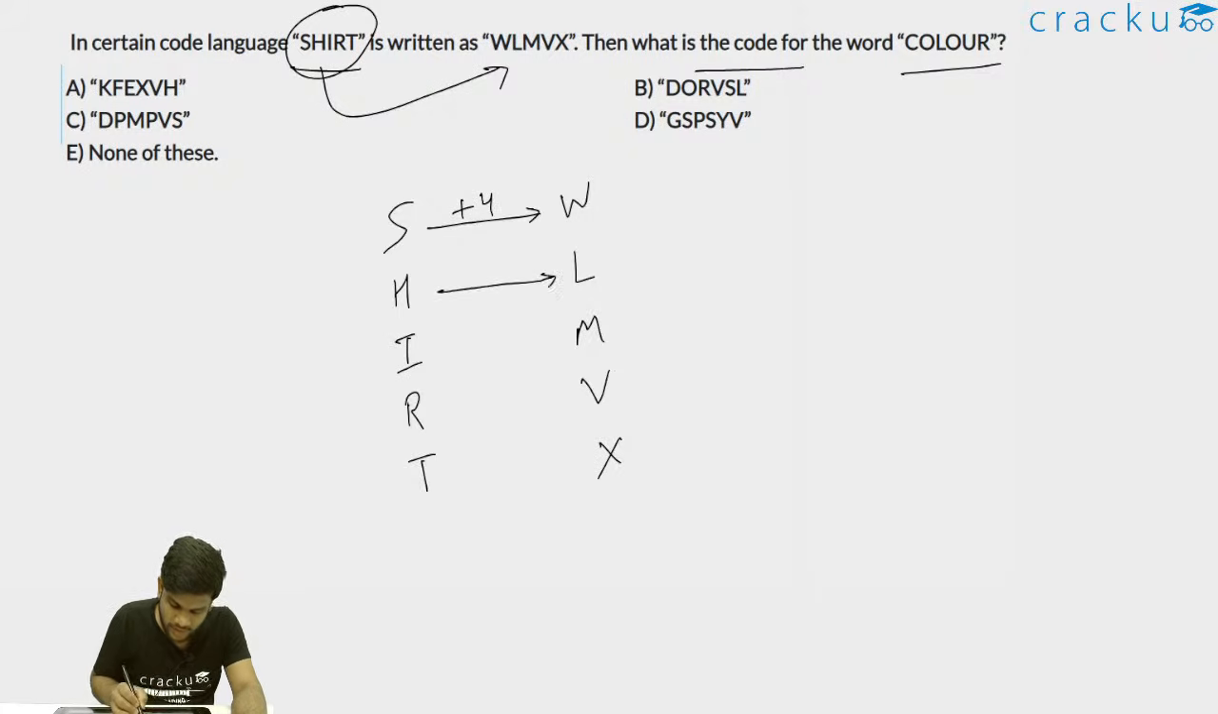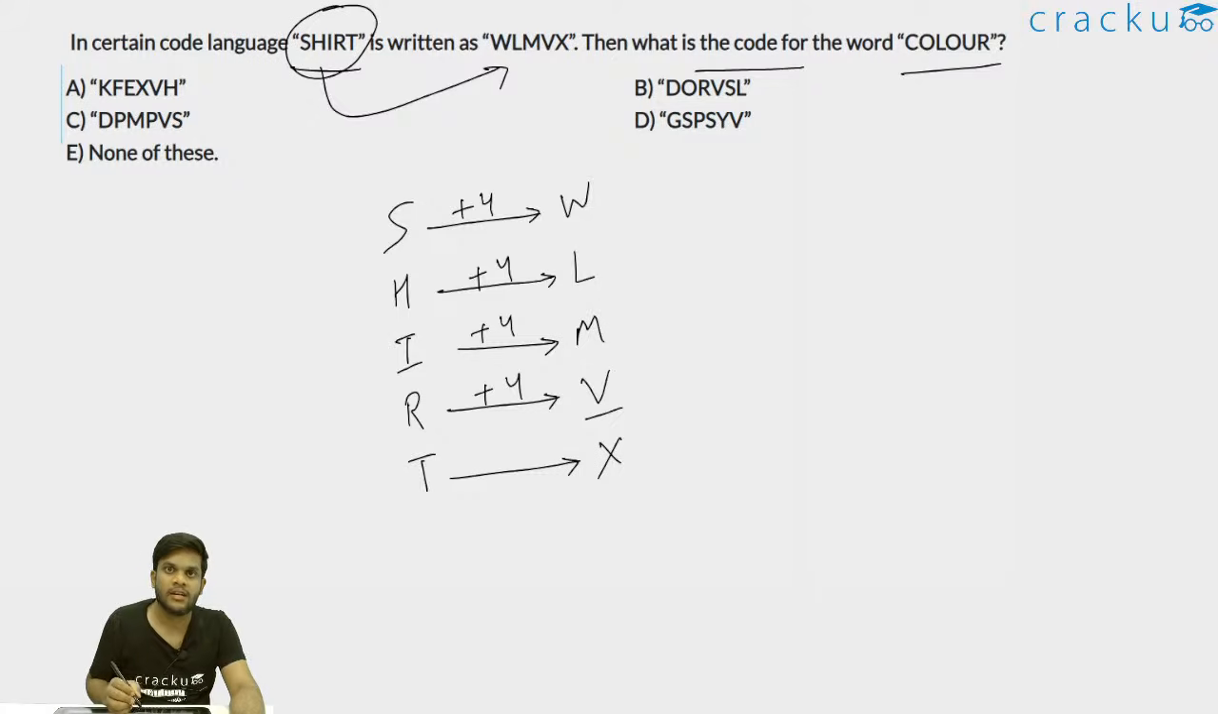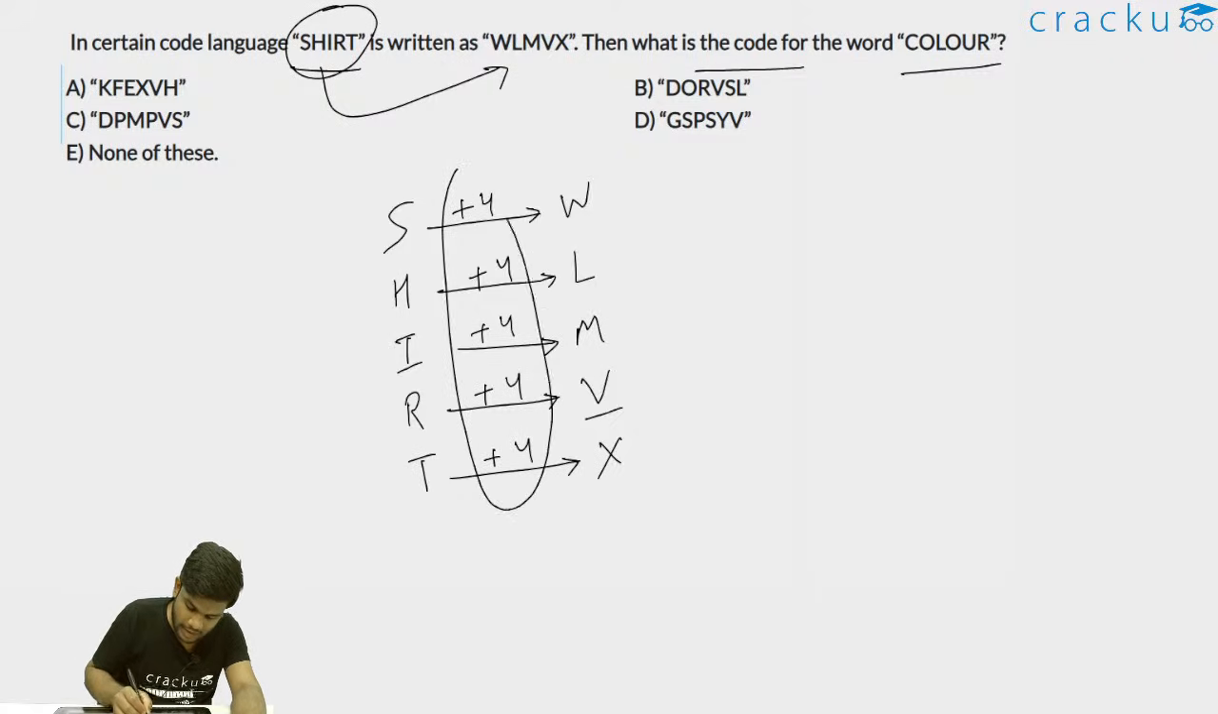Similarly for H, after H it is I, J, K and L. So again we are adding 4 to H. For I it will be J, K, L and M. So again we are adding 4 to it. Here after R it is S, T, U and V. So we have to find V. So we are adding 4 again. And for T it is after S, T, U, V, W and X. So it will be 4 terms here. So we can see that in every alphabet, 4 is added to find the required code.